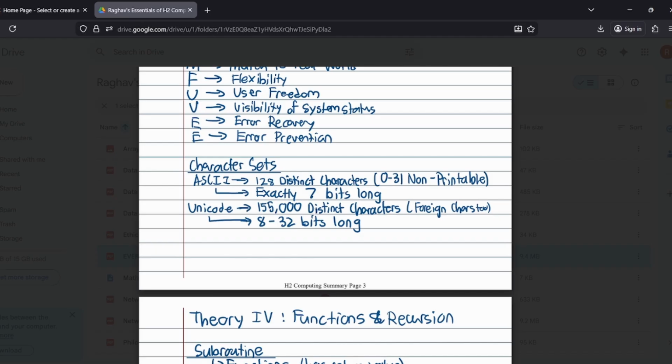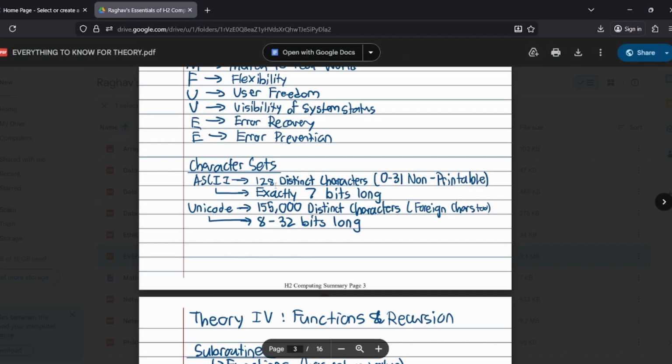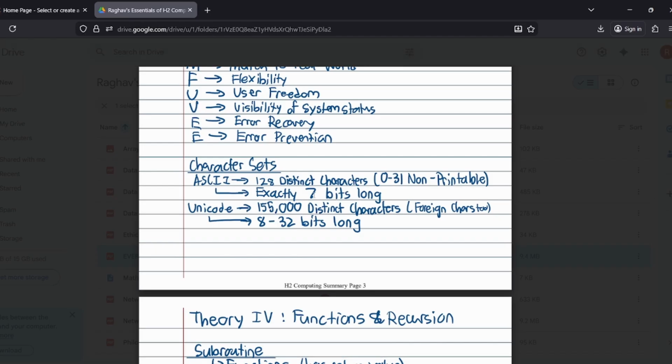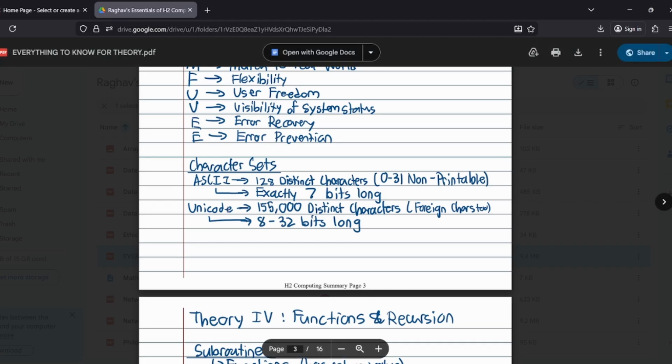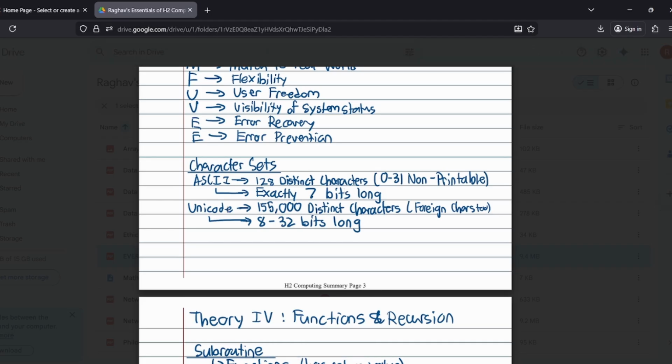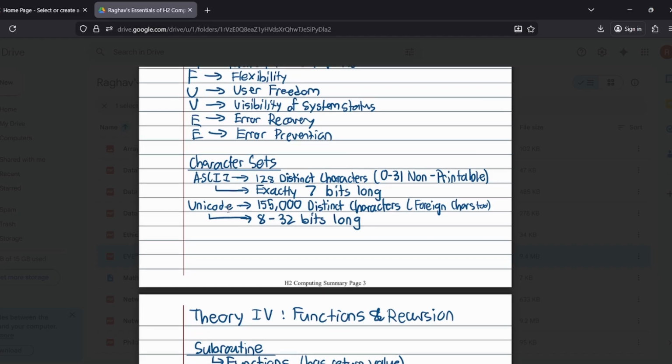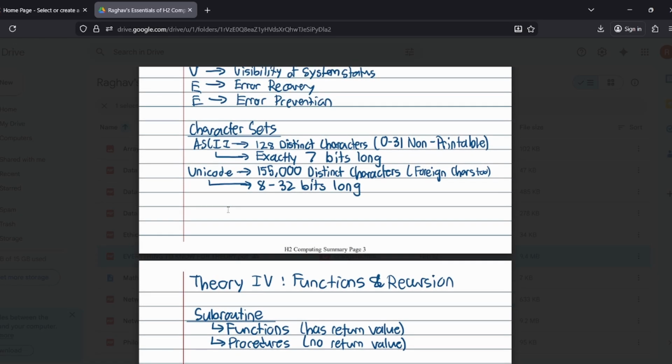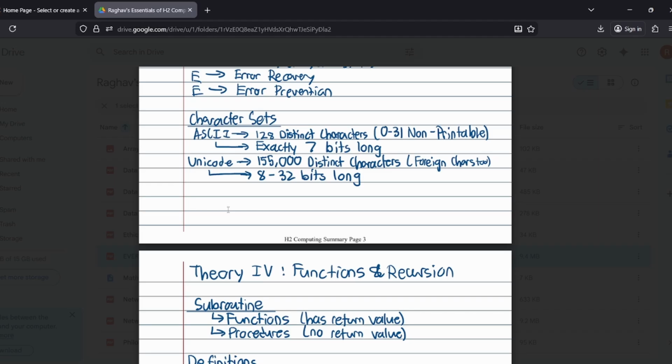So then you have character sets. ASCII is 128 characters, 0 to 31 are non-printable characters, and it is 7 bits long. Then Unicode is 155,000 distinct characters, which includes your weird Russian letters, your Chinese characters, and those symbols that people use in usernames that you just wonder, how did this show up? It's longer, of course, but it's more comprehensive. So if you want extended language support, you should be using Unicode.